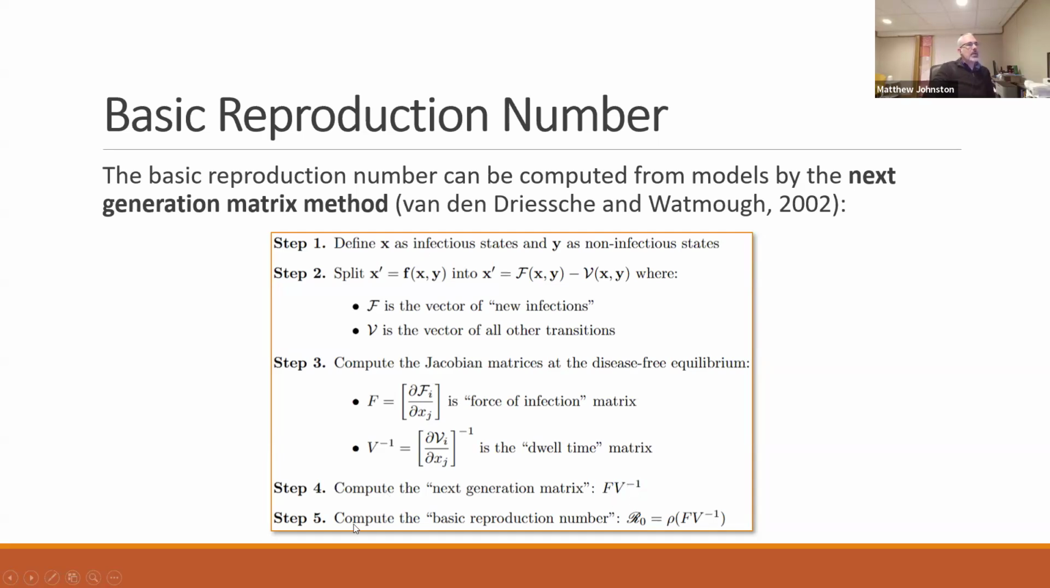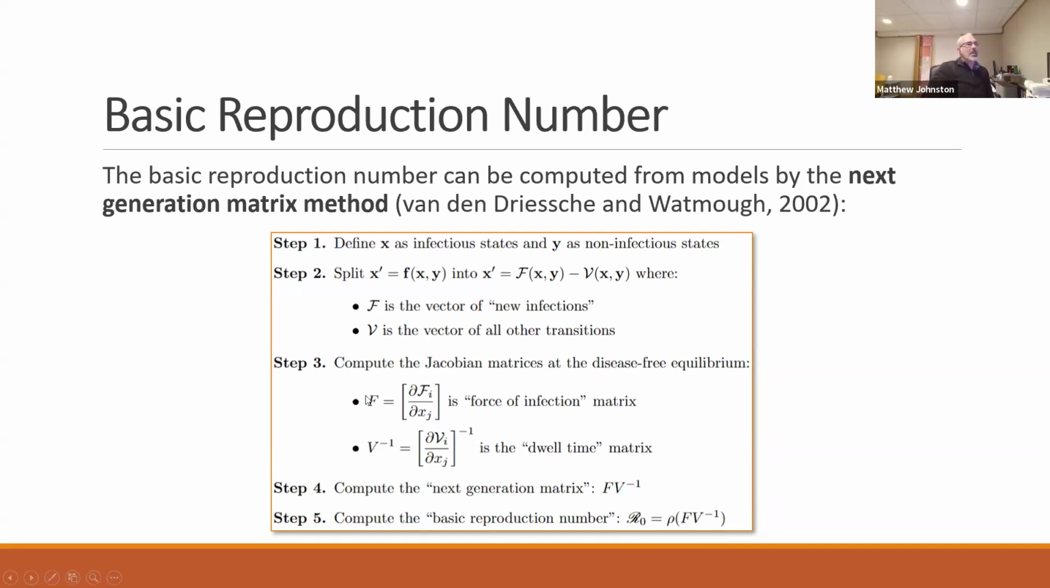We just multiply those together. The basic reproduction number miraculously ends up being the spectral radius of this matrix. So take all that in if you haven't seen it before. If you have seen it before, here's a little concise, note card size review of it.